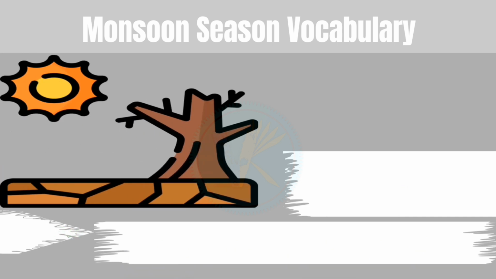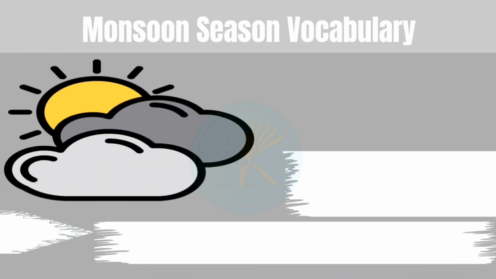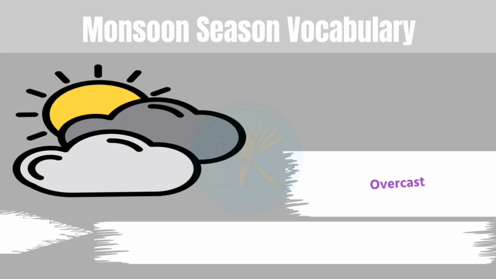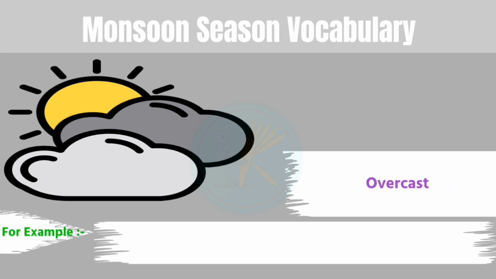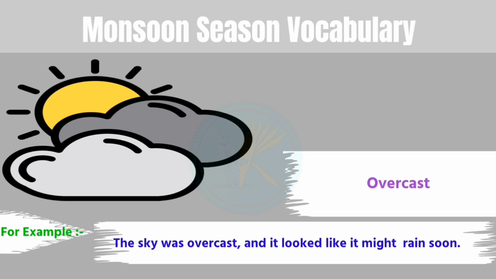Next, drought. Drought. For example, the drought made it difficult for farmers to grow crops. Next, overcast. Overcast. For example, the sky was overcast and it looked like it might rain soon.